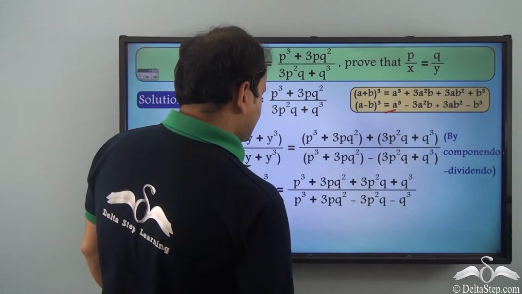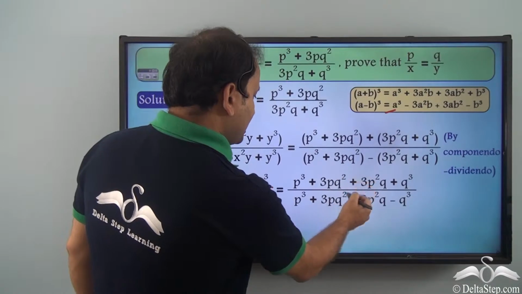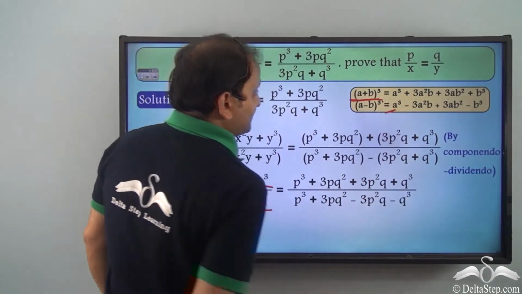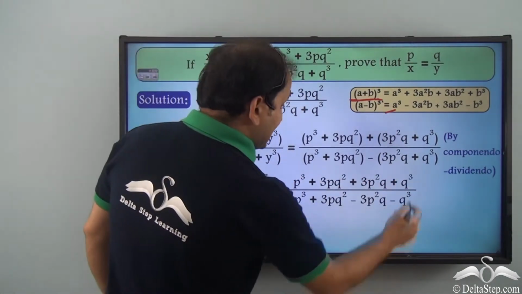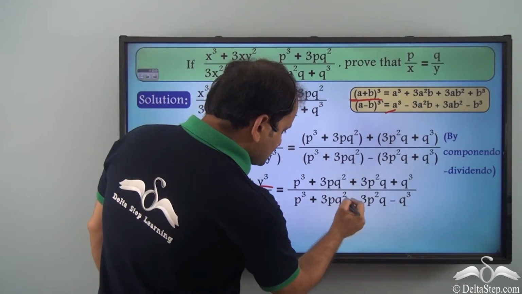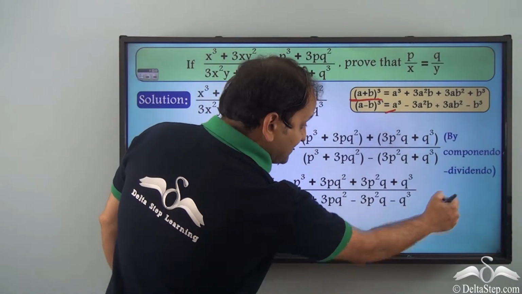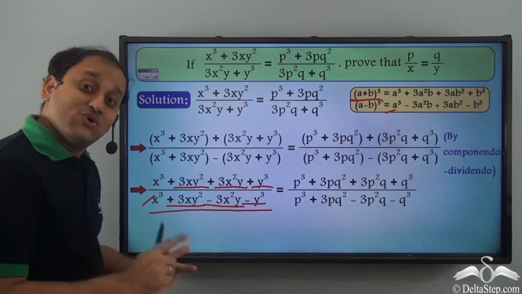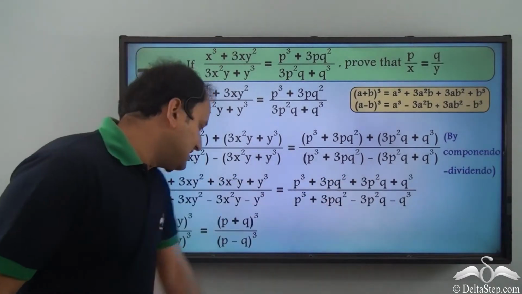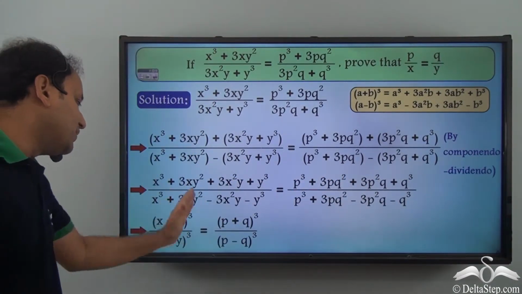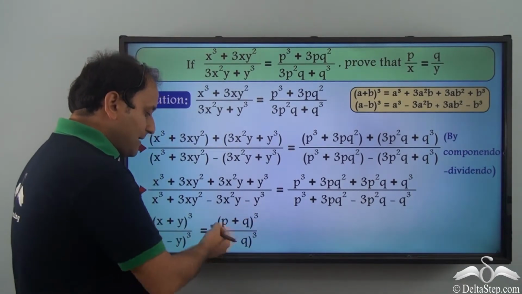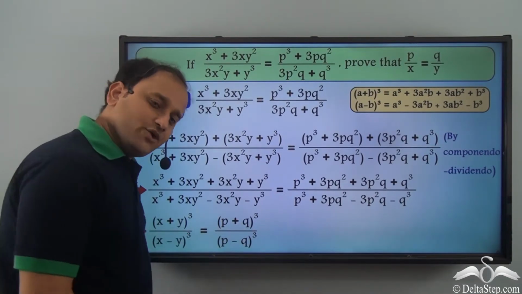Similarly, let's come to the RHS. We have p cube plus 3pq square plus 3p square q plus q cube, which is the same as a plus b whole cube. So we can write it as p plus q whole cube. And this is p cube plus 3pq square minus 3p square q minus q cube, which is p minus q whole cube. So we can simplify this as: x plus y whole cube by x minus y whole cube is equal to p plus q whole cube by p minus q whole cube.